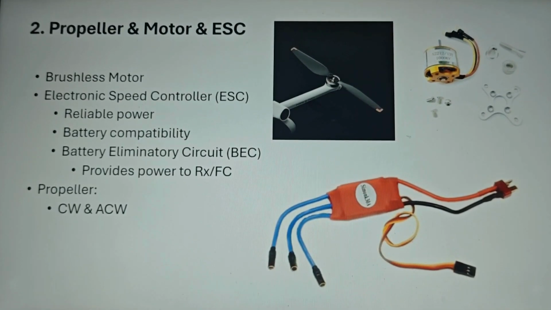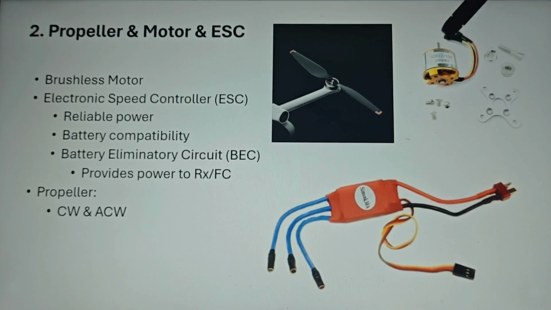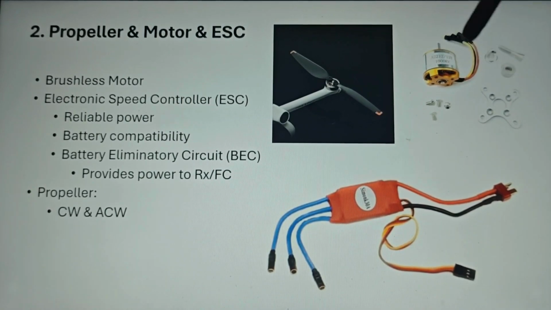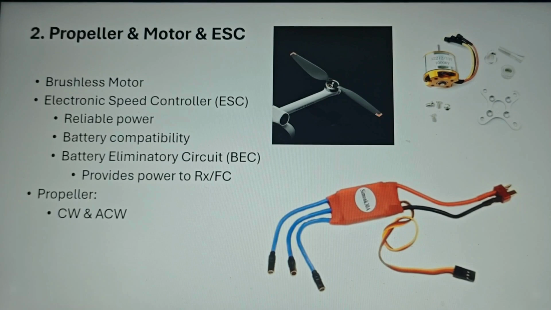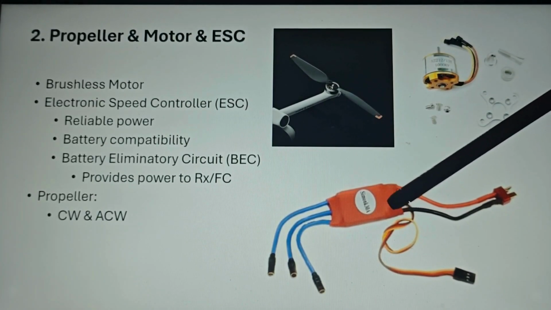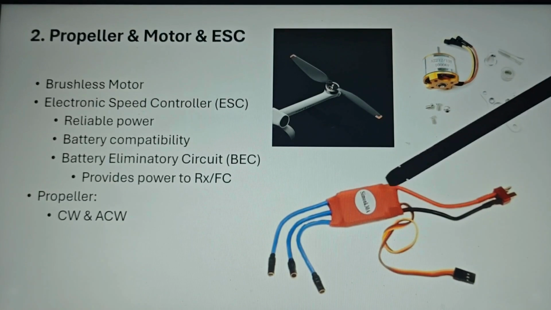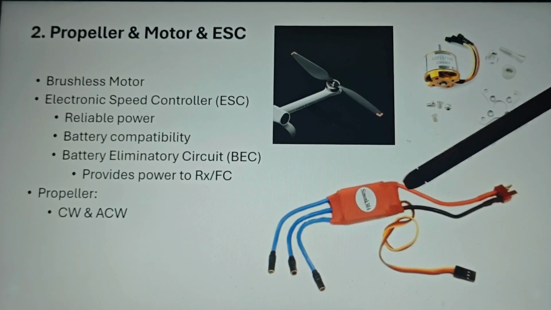In the second part, we have the propeller, motor and electronic speed controller. These 3 parts have the major duty of providing thrust for the drone, so that the drone will be flying at a height. Here you can see a brushless motor, and this has adapters which allow you to fix the propeller on top of it. This is the propeller part of it. These propellers can be rotated clockwise as well as anti-clockwise. This motor will be connected to the battery through an electronic speed controller. This electronic speed controller is chosen to provide reliable power to the motor, and it will also be compatible with the battery.